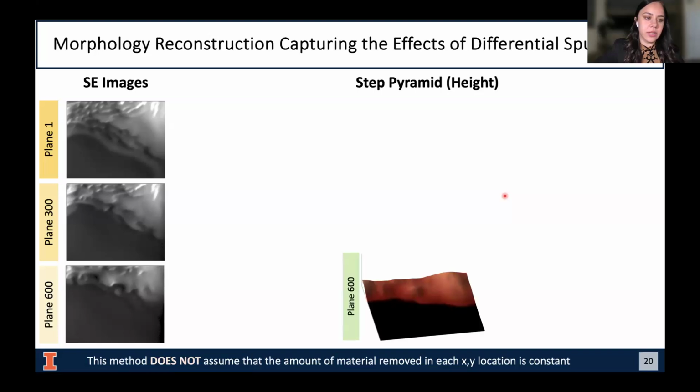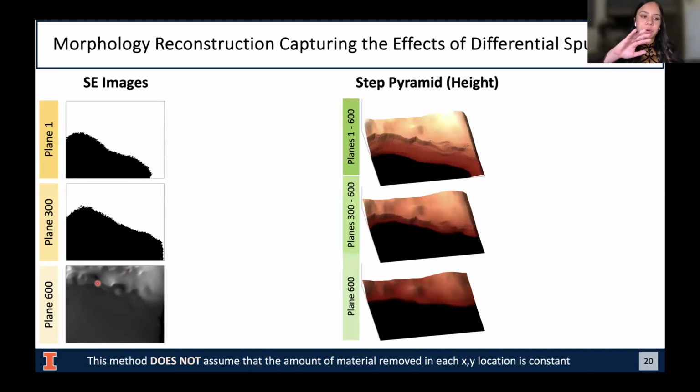For this process, we first start by generating a contoured base, and this is for the main height. We achieve this by averaging the pixel intensities in the secondary electron images just for the very last plane. Now, to get step pyramids for the remaining image planes, we convert the remaining image planes to binary images, and then we add the thickness of these binary images into the contoured base, resulting in step pyramids for each of the corresponding image planes. So now we have the main height.